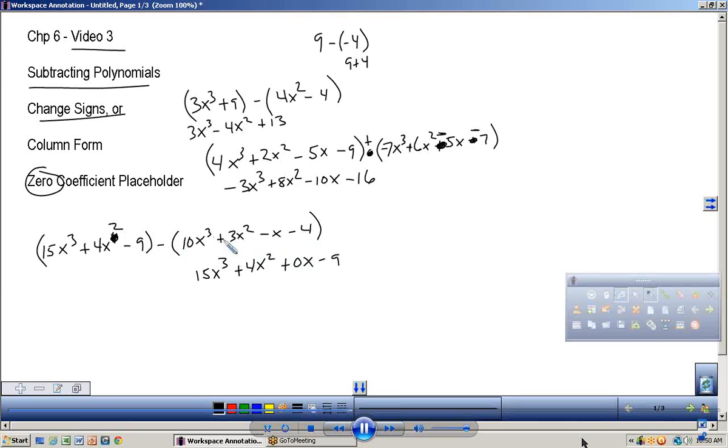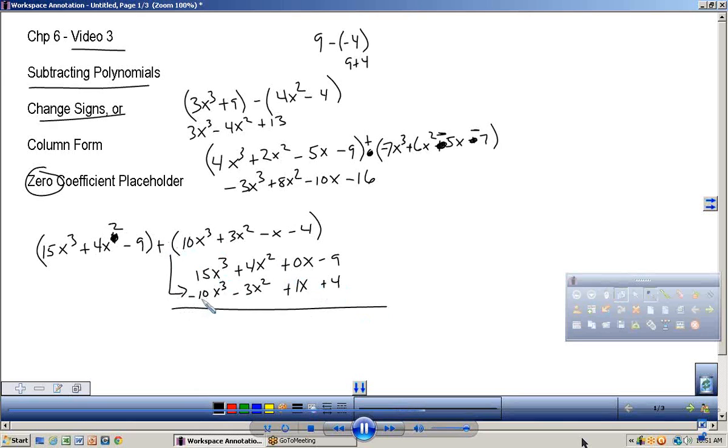Now when you write this second polynomial down here, go ahead and change the signs automatically. Make it a plus and change the sign. So that becomes minus 10x cubed. This becomes minus 3x squared. This becomes negative of a negative is plus x, plus 1x, we'll write plus 1. And this one becomes plus 4. You see how I combined the two steps? I changed the signs and I wrote it in column form. Whichever way you want to do, make sure you understand the concept.